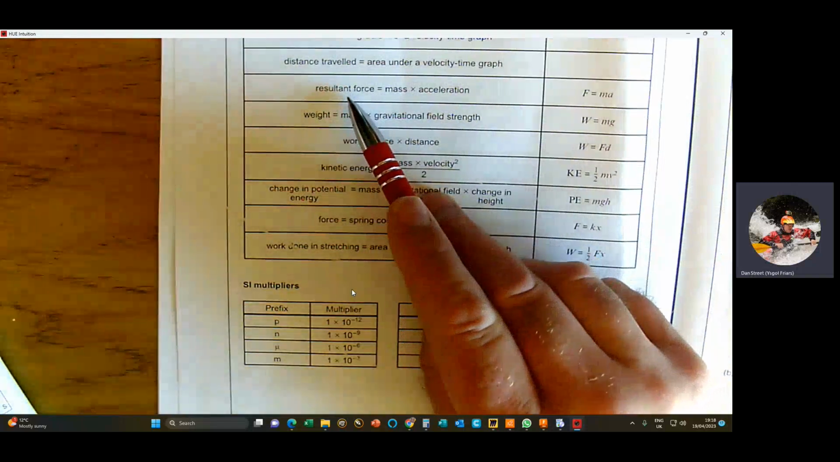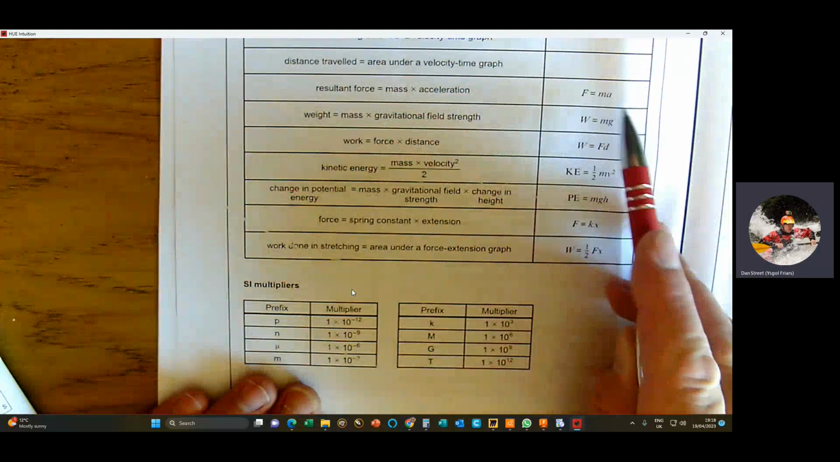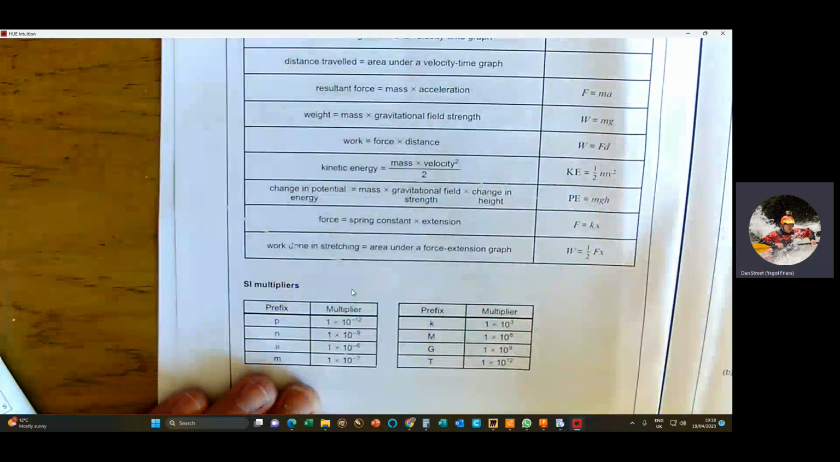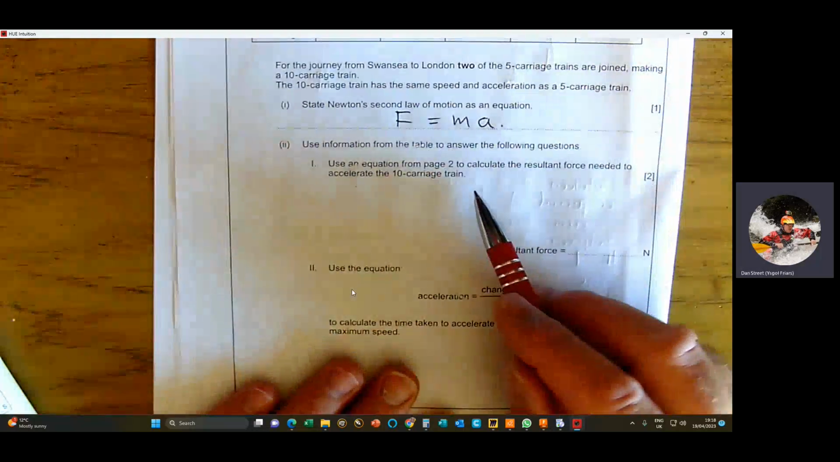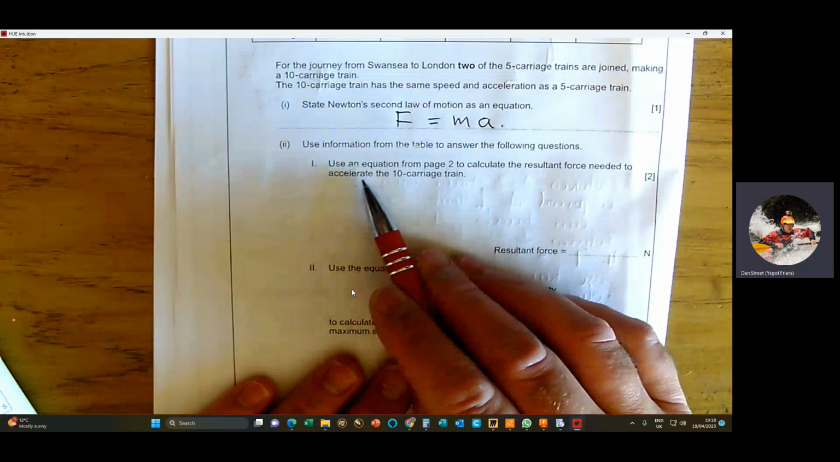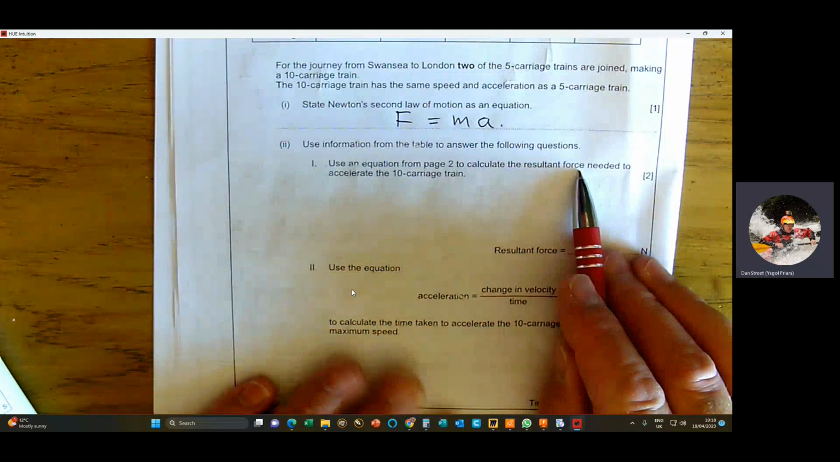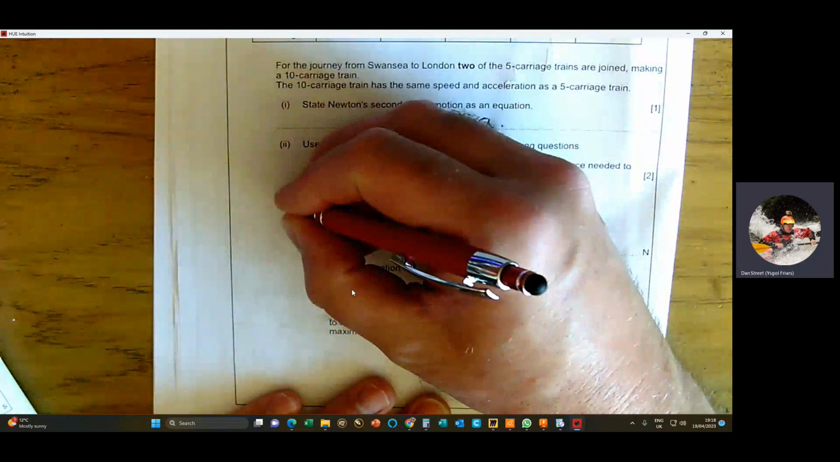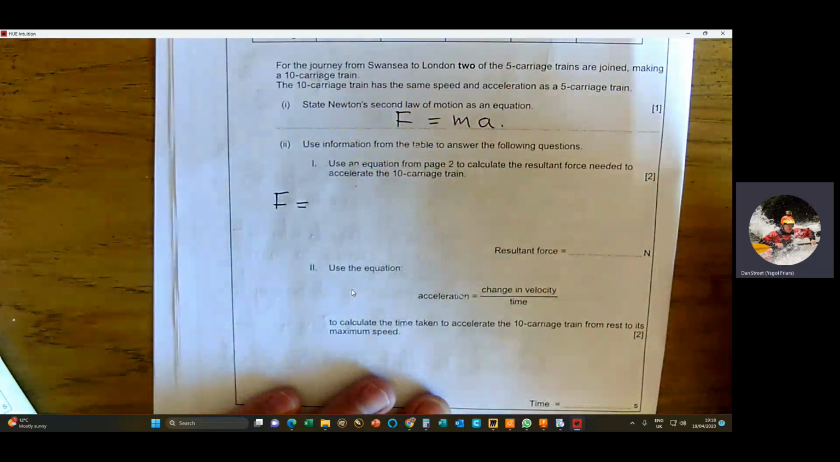Oh, here we are, sorry. Resultant force is mass times acceleration. I was put off by the word resultant there, which looks remarkably like F equals ma. Okay, so we're going to use this. We want to calculate a force. In fact, I should have seen the resultant force there, that would have given me a clue. So the resultant force, I'm just going to call it F, is the mass times the acceleration.